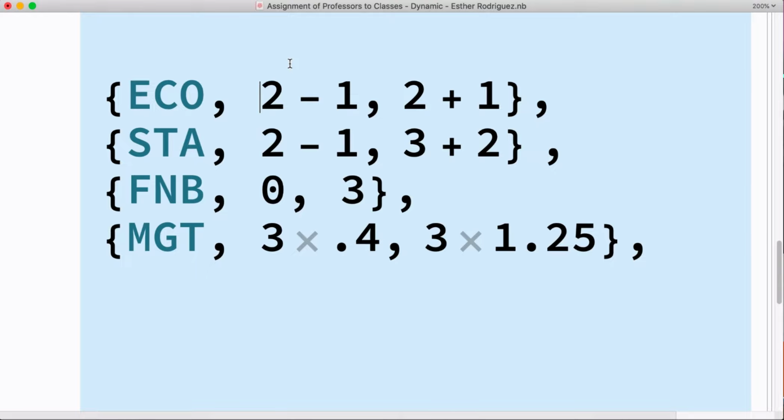All of that stuff tells you what are the lowest and what are the highest possibilities of classes that you have to offer. If I want to put it in a very specific way, I will put it in a more simple way. 2 minus 1 is 1. 2 minus 1 is 1.